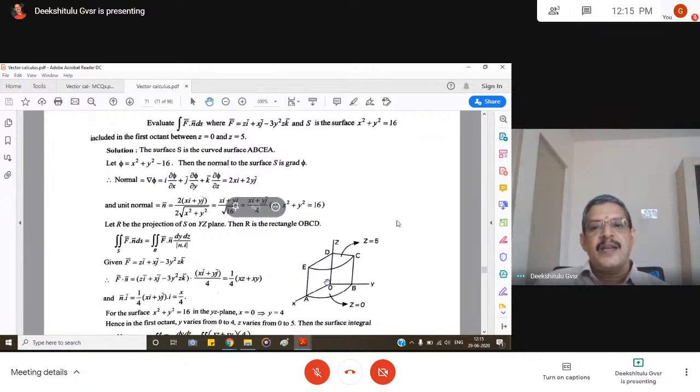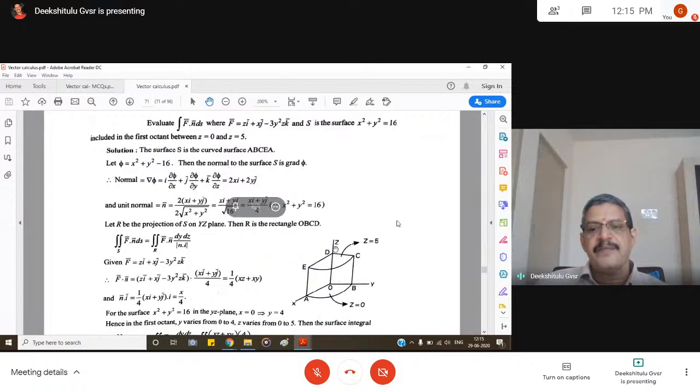So n hat is normal to the surface. Grad phi is i dou phi by dou x, j dou phi by dou y, k dou phi by dou z. This is 2xi plus 2yj. So n cap is 2 into xi plus yj by square root of x square plus y square. But the surface is the equation of the circle, x square plus y square is 16, so root 16 is 4. So xi plus yj by 4. This is the unit normal. So the surface integral is now taken on the projection in the yz plane.